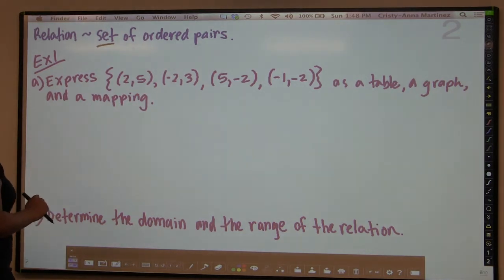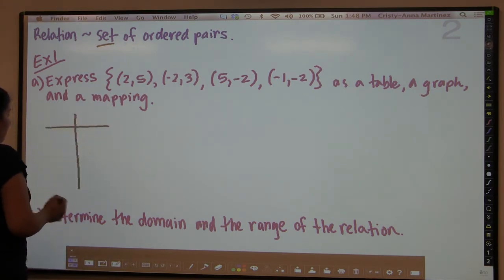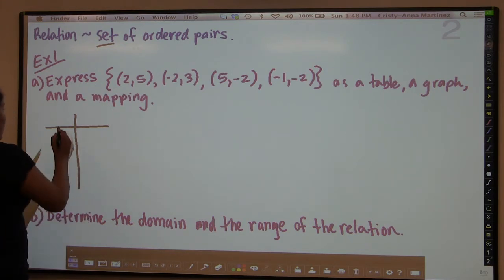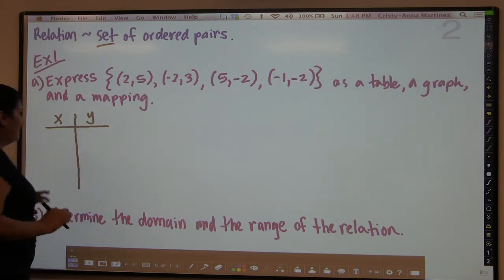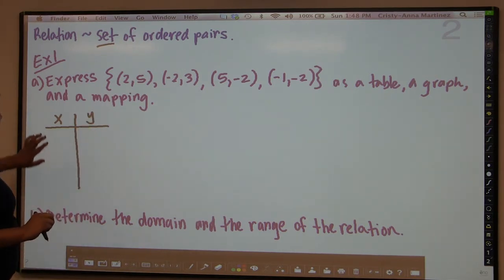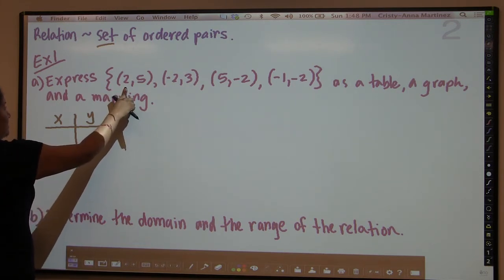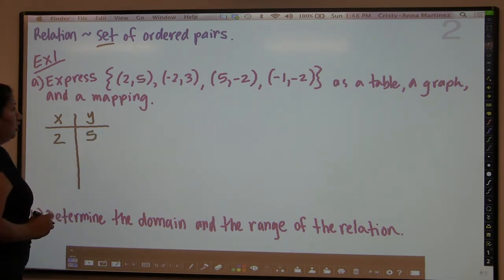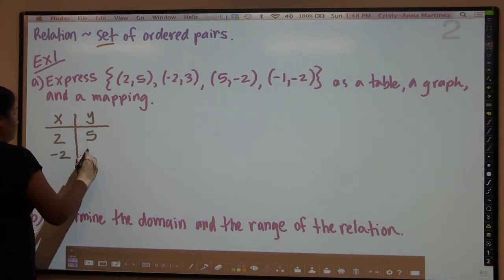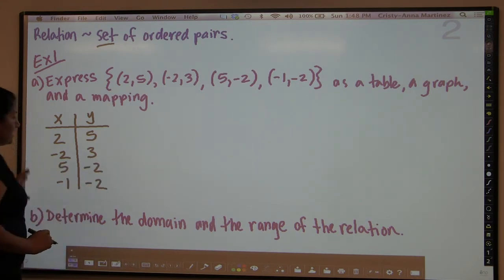So for a table, that's probably the easiest one to do. We're going to make a t-table. We call this a t-table because, well, it looks like a t. And we're going to put the independent variable over here, x, and the dependent variable, y. That's a whole other conversation we're going to have in a few minutes, but you want to make a column for the x and a column for the y. And all you want to do is place your ordered pairs one at a time into your table. So the x coordinate 2, the y coordinate 5. So you're going to put the 2 under the x column and the 5 under the y column. You do the exact same thing for -2 and 3, and for 5 and -2, and for -1 and -2. So that is your table.